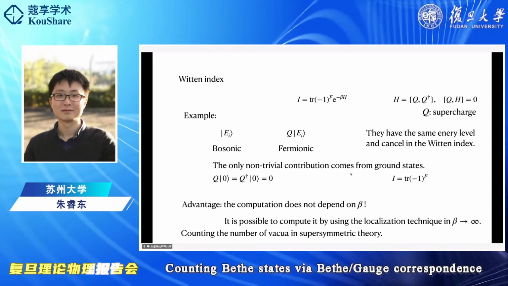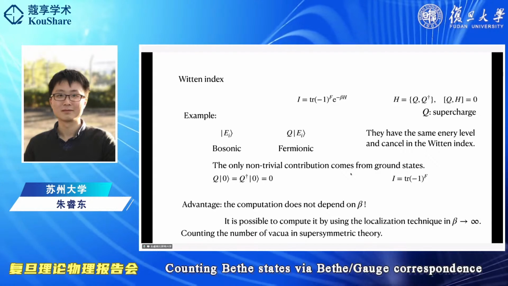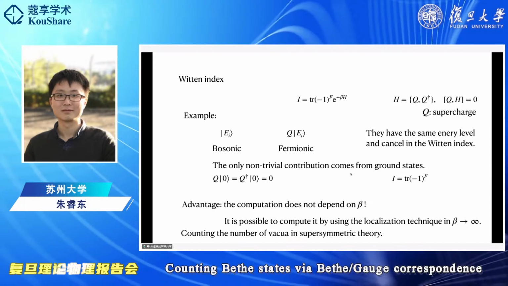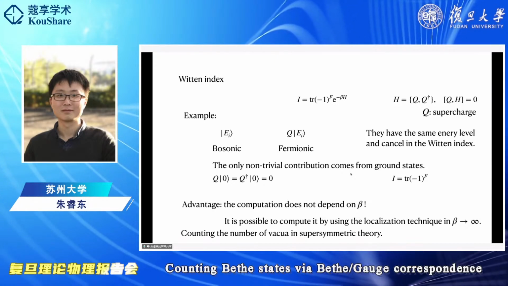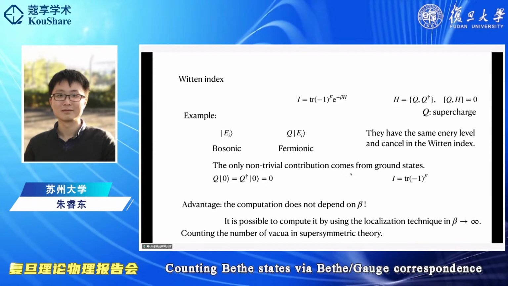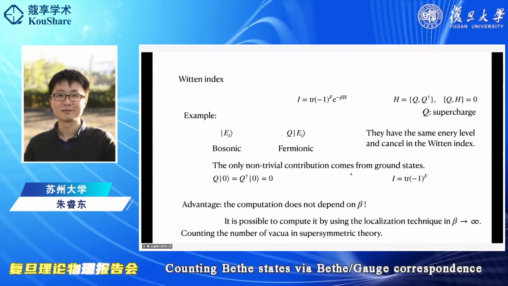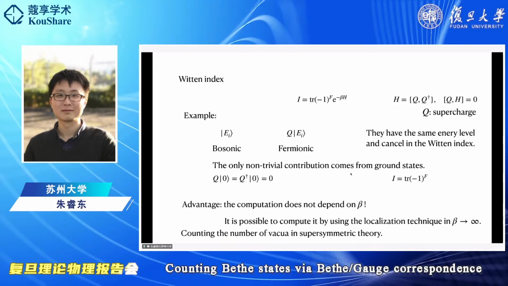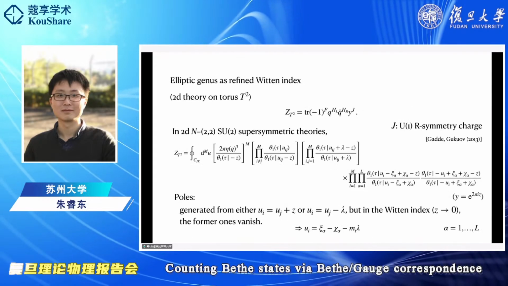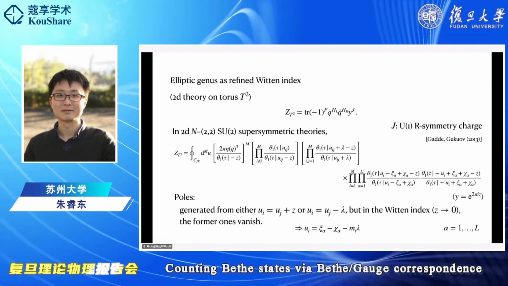So again, we see something very similar to what we discussed in the localization context. We have a deformation parameter beta, but it does not depend on beta. So we can take, for example, beta to infinity, right? So at the end, it tells us that the Witten index counts the number of vacua in the supersymmetric theory. And again, we can compute this Witten index by doing some localization calculation.